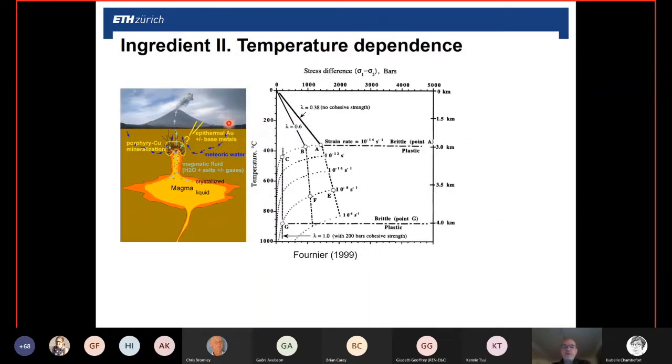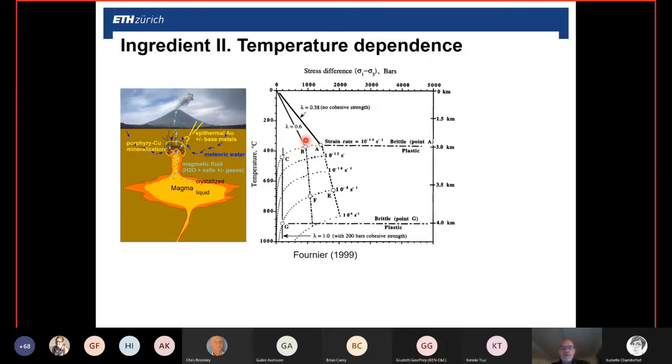And the temperature dependence, this comes mostly from Bob Fournier, reflecting on the brittle to plastic or brittle to ductile transition in the Earth's crust. And these would be here some differential stress curves at different rock properties as a function of temperature or depth, assuming some geotherms, and that at some stage you get to the brittle to plastic transition, and then you cannot sustain any more differential stresses. So these curves go this way then.